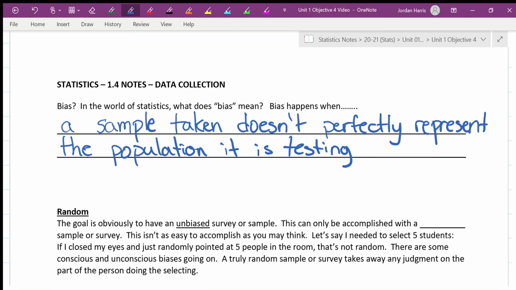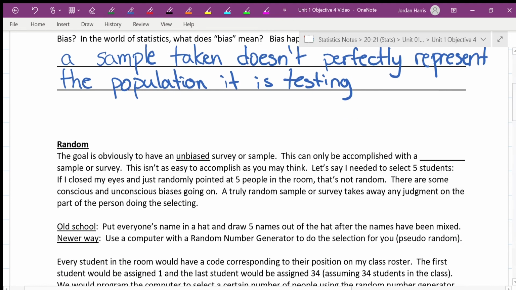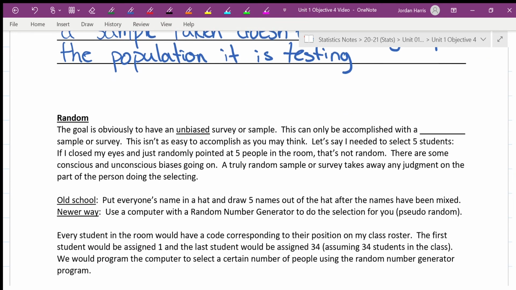I'm not going to talk about every type of sampling technique. There are some in your book that I'm not going to go over that, yes, you are responsible for. So make sure you actually look in your book for the other types. I'm going to go over the 5 most common. The first is random. The goal is obviously to have an unbiased survey or sample. This can only be accomplished with a random sample.